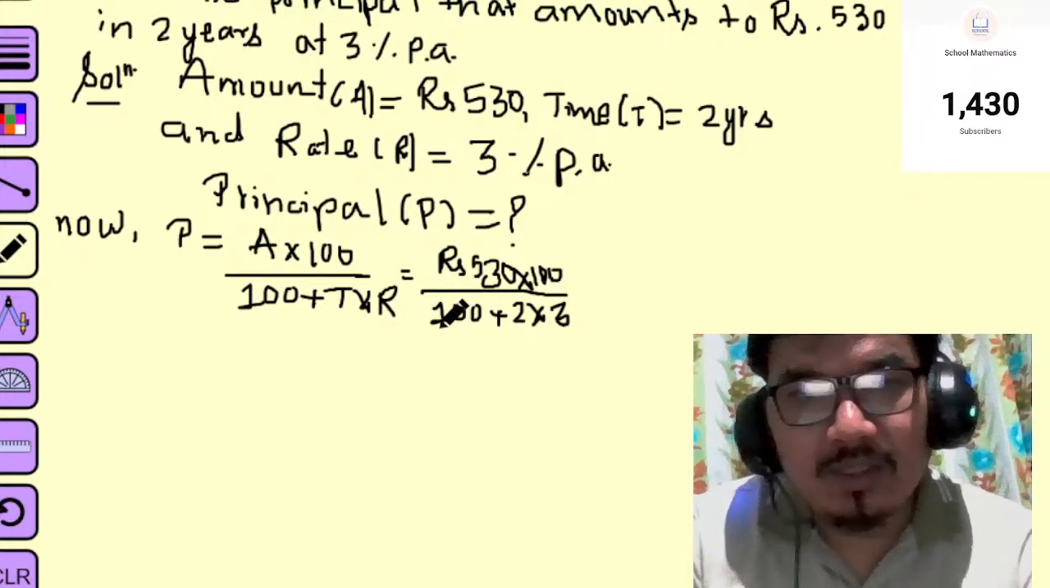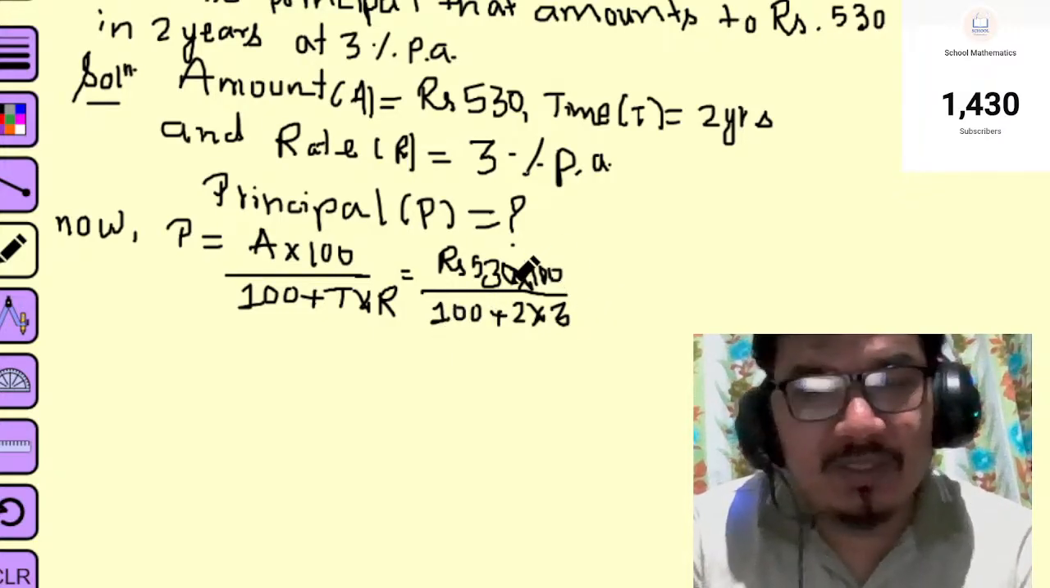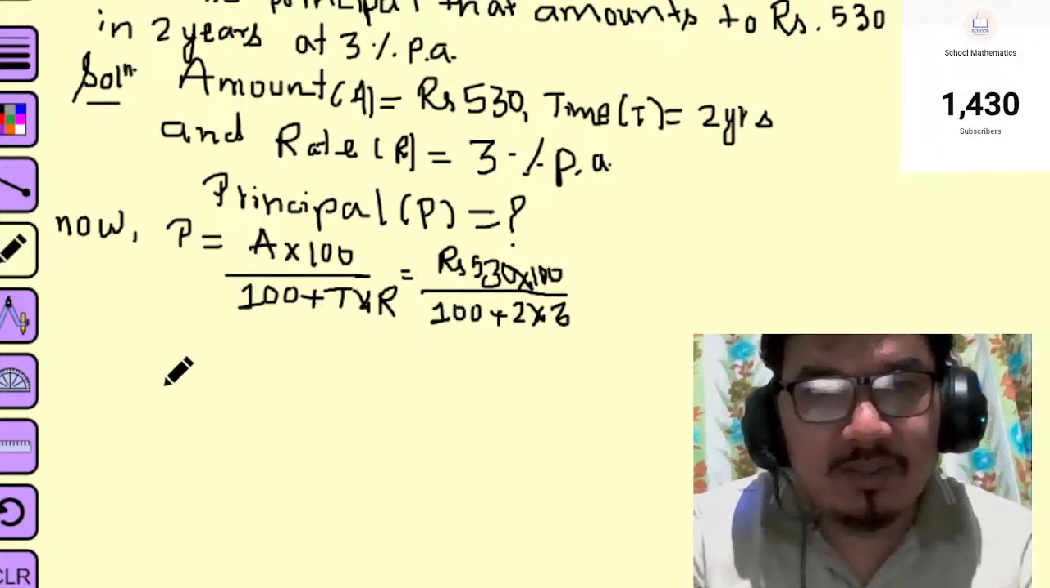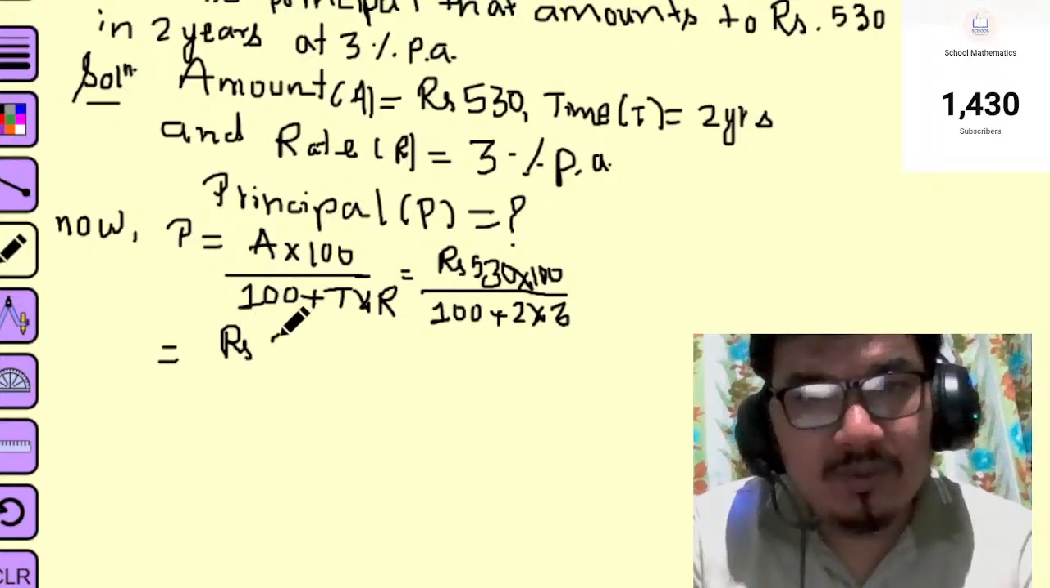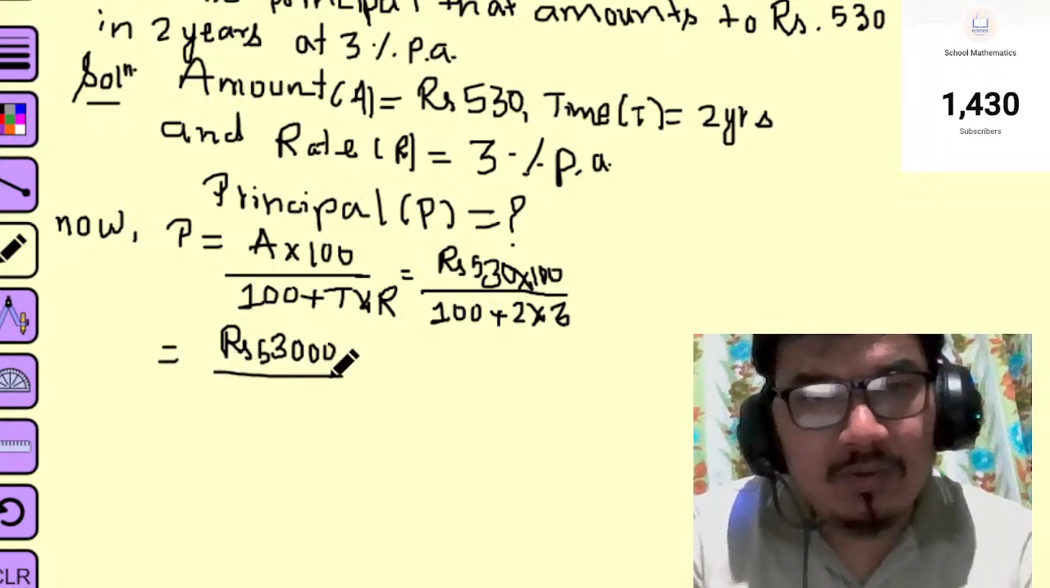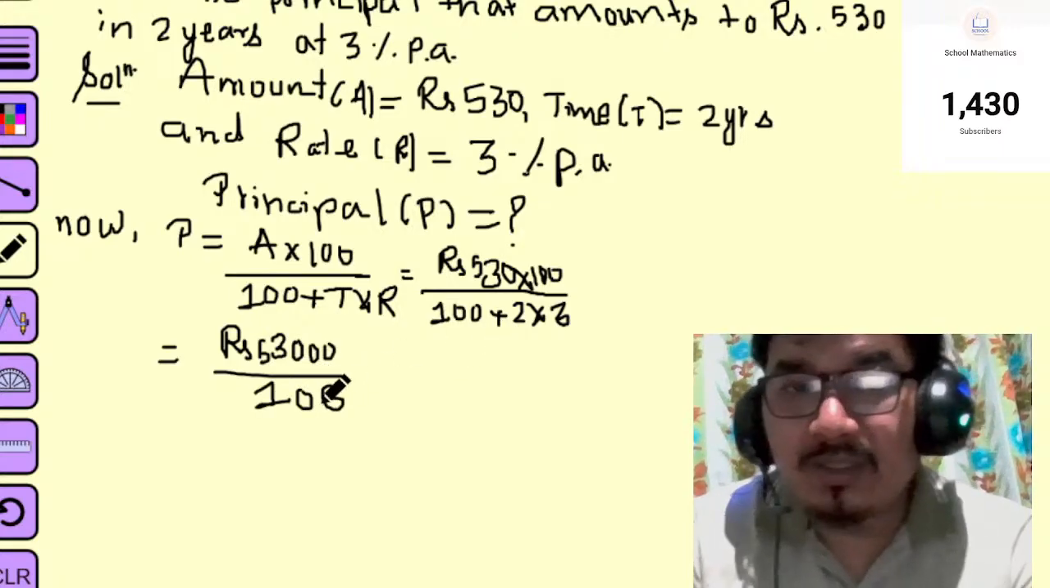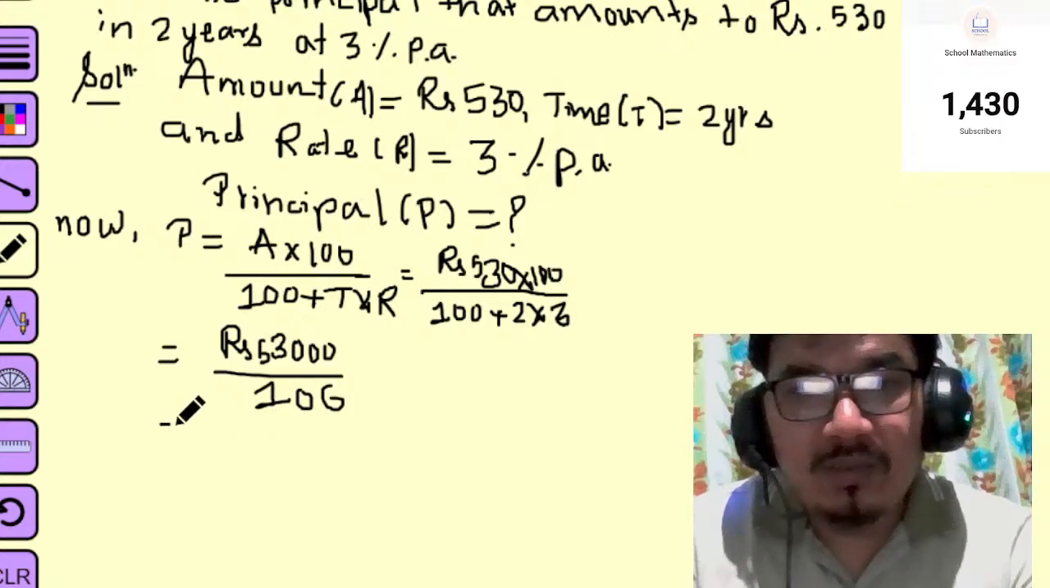Don't try to cancel this 100 and this 100, because here is a plus sign and here is a multiply sign. Never cancel this 100. Now we move to the next step. 530 into 100 means 2 more zeros are added, and down here is 100 plus 6, that means 106. Now let's divide it.